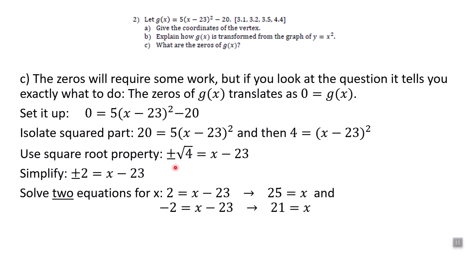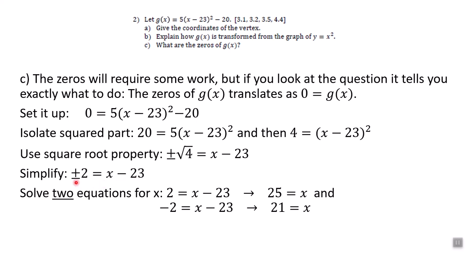So when we take the square root of the left-hand side, remember, since we chose to take the square root, we have to add the plus or minus. So we have plus or minus the square root of 4 equals, and when we take the square root of the right side, the square root of the square, we're left with the x minus 23 here. I like to take a step to simplify before I go on. So the square root of 4 we know is 2, so plus or minus the square root of 4 is plus or minus 2, equals x minus 23.